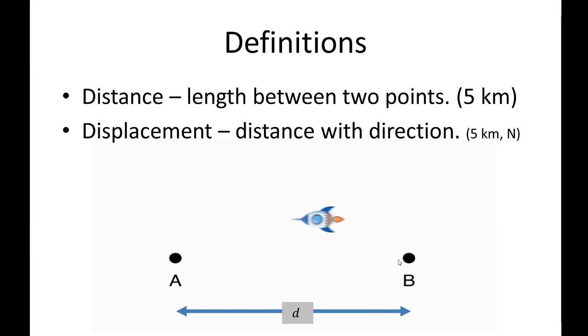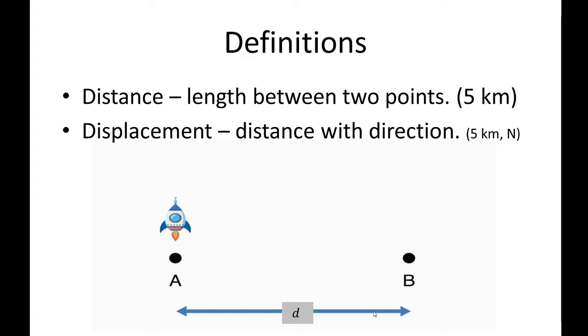Displacement is just distance with direction. So if the distance here is 5 kilometers and the object is moving to the right, or to the east, then its displacement is 5 kilometers east. Or if it is moving from B to A, then the displacement is 5 kilometers to the west. Or if it's going up, then that is north. Going down, then that is south.